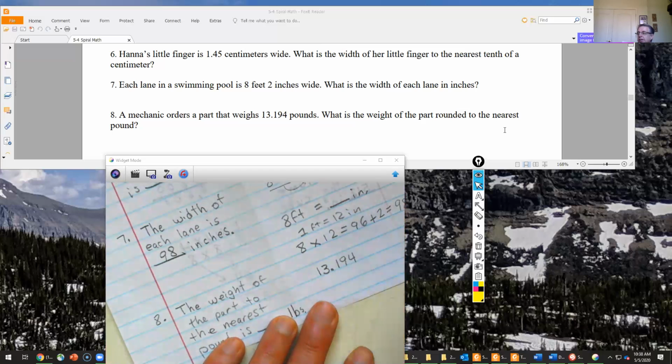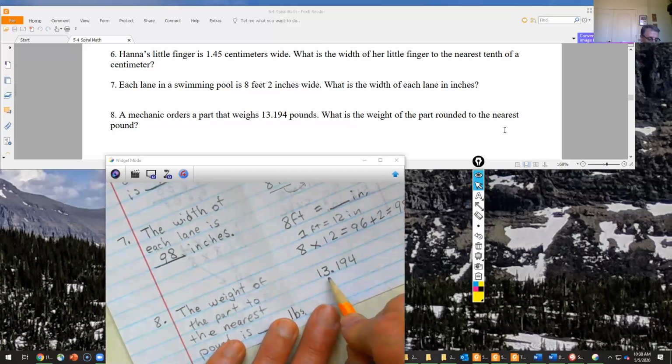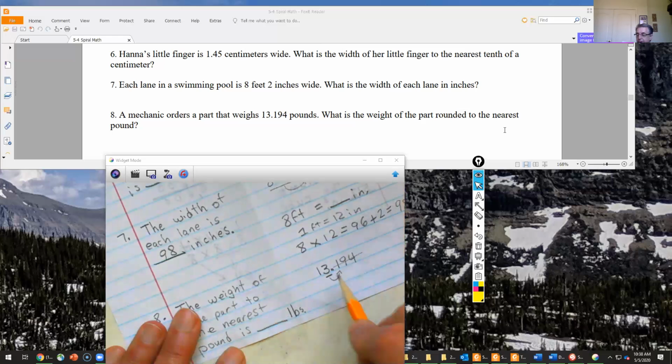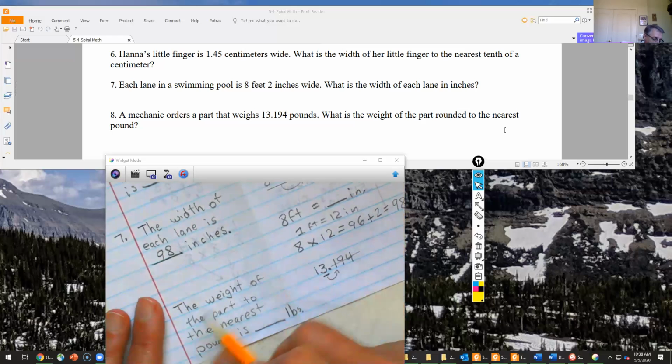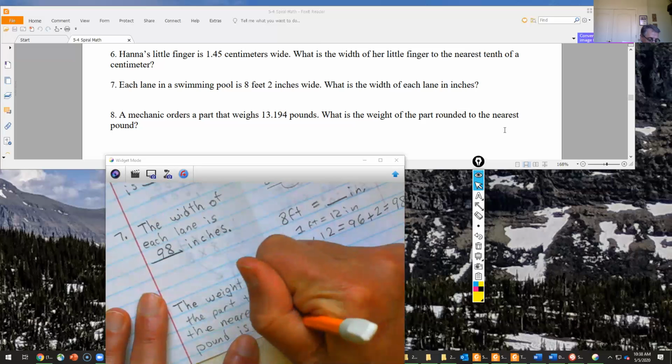I'm going to be rounding that to the nearest pound. The nearest pound is always the ones place, the nearest whole number. So what I'll do is I'll take a look at the decimal place tenths, which is right next to my whole number. It's only 1/10. So 4 or less, let it rest. That means that I'm not going to change the 3 here at all. I'm just going to get rid of the 194 thousandths. I'm going to cross that out and just use a 13. I don't even need the decimal. So the weight of the part to the nearest pound is 13 pounds.